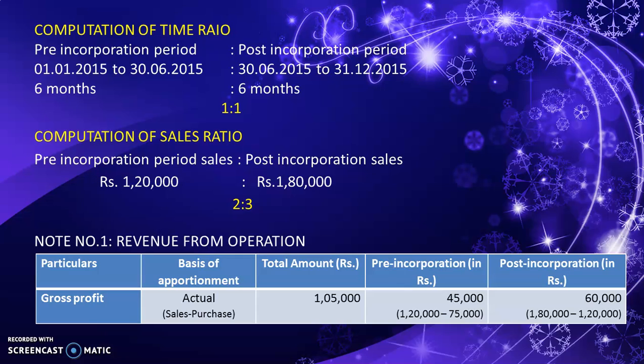And note number 1, revenue from operation. Here we can put an actual gross profit because the information is clearly given in the question. The gross profit is to be computed by deducting purchase from the sales, and hence the purchase of the pre-incorporation period is deducted from sale of pre-incorporation period. So 1,20,000 minus 75,000, 45,000 will be the pre-incorporation period gross profit. And as like pre-incorporation, the purchase related to post-incorporation period is to be deducted from sales related to post-incorporation period. And hence 60,000 will be the gross profit in the post-incorporation period.